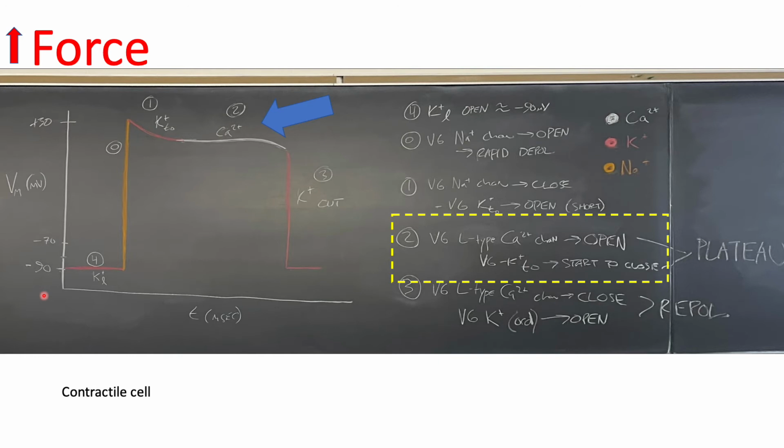So the previous two effects we saw were looking at the autorhythmic cells. Now we're looking at contractile. And what we're going to see here is they increase the permeability of those L-type calcium channels. So they're going to be open longer. If they're open longer, we're going to see more calcium moving into that cell.